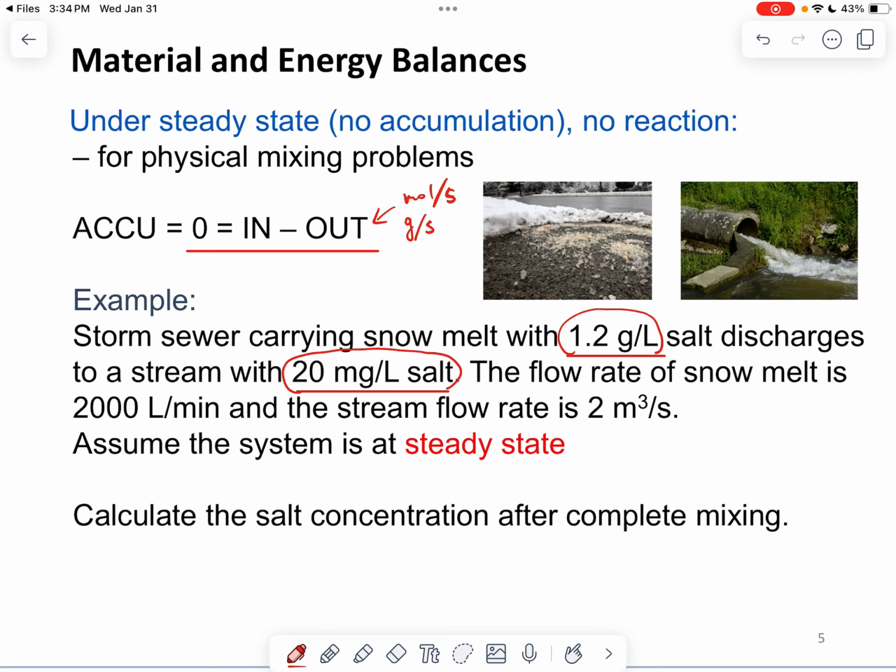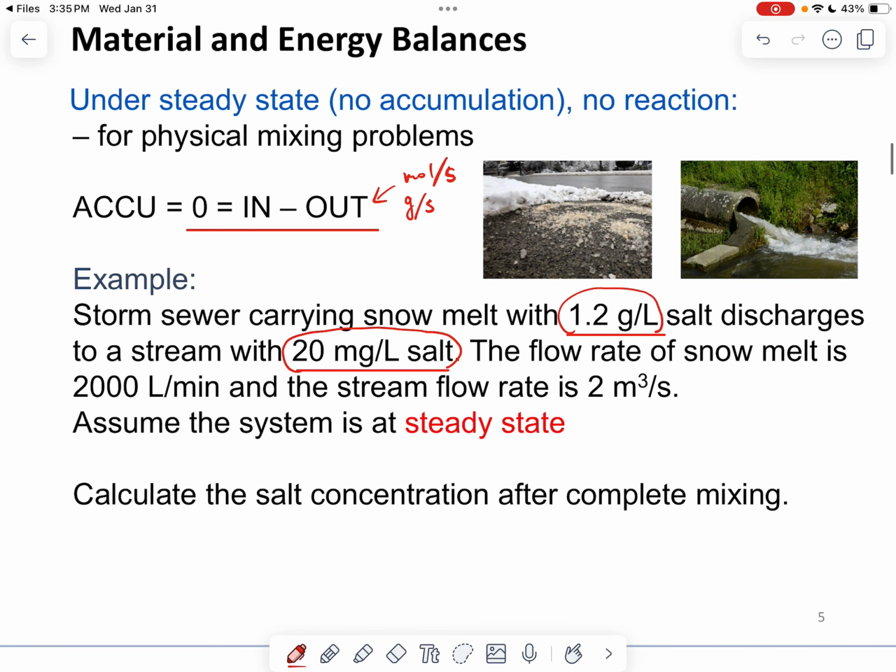And then if you directly compare them, there's 1.2 gram per liter, and there's 20 milligram per liter. Although 20 is bigger than 1.2, actually the units are different. You can see the concentration in the salt discharge is much larger than the salt concentration in the stream, right? Because that's why the snow melt is being discharged into the cleaner stream water. So to convert the gram per liter into milligram per liter, you need to multiply that by 1,000.